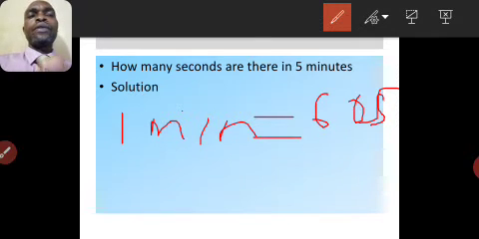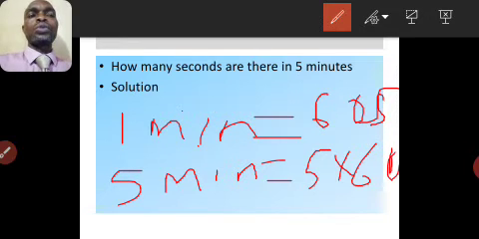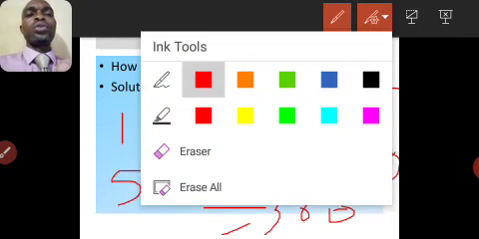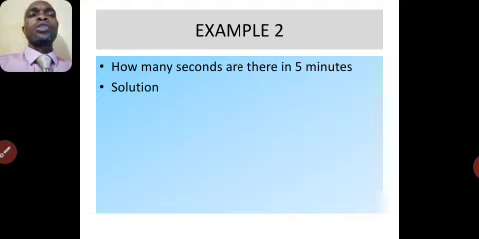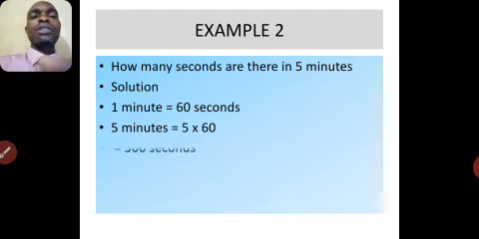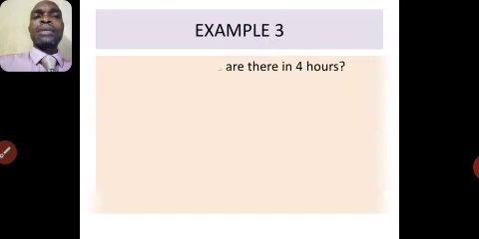So 5 minutes would then be 5 times 60, which of course will give us 300 seconds. So that will be the solution. So 1 minute is 60 seconds. 5 minutes, 5 times 60, which is 300 seconds. 300 seconds in 5 minutes. As simple as that.